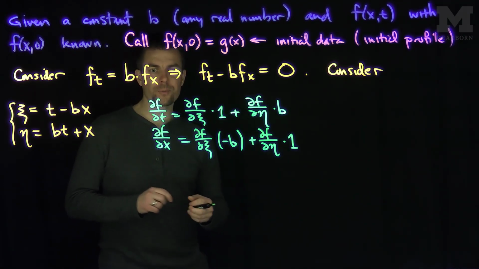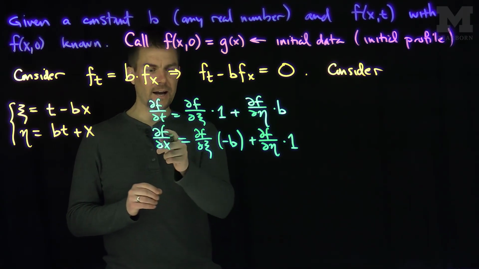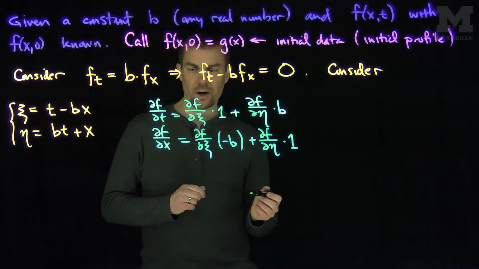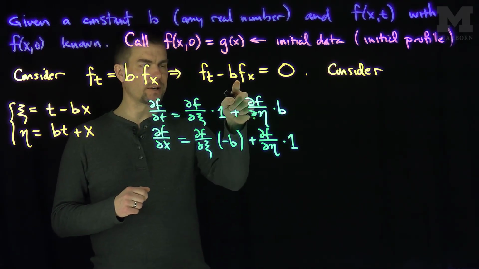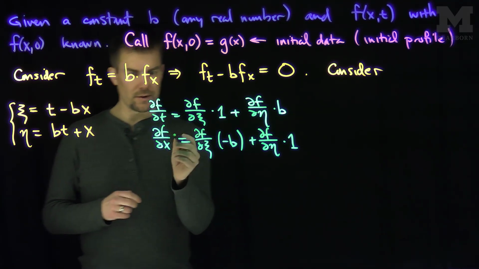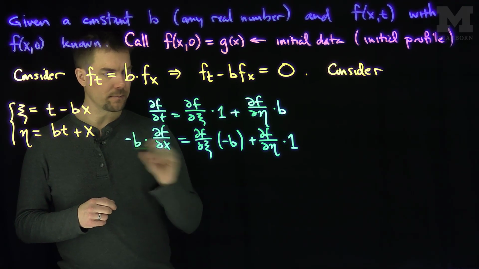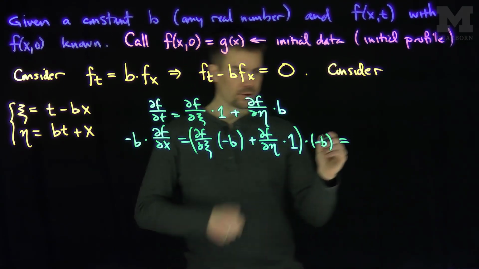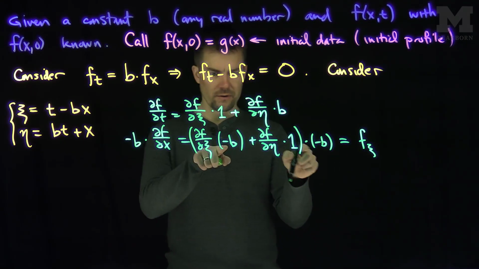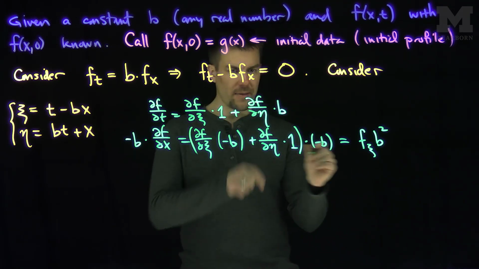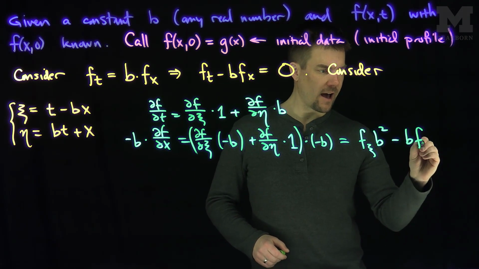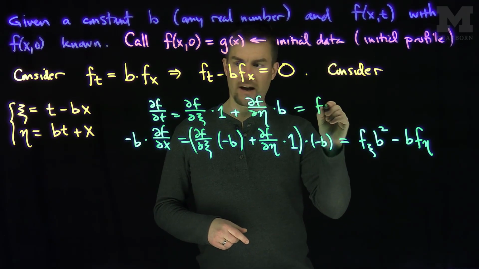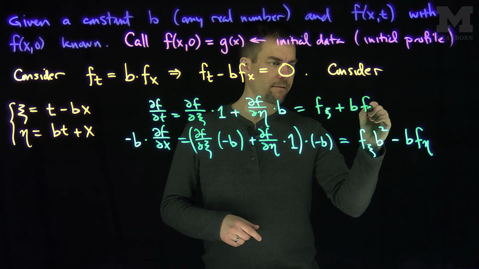So now I'm going to multiply the bottom equation, partial f partial x, by negative b, because I want to see a negative b. That will turn into f_xi times b squared, and then negative b f_eta. So now this is just f_xi plus b f_eta.